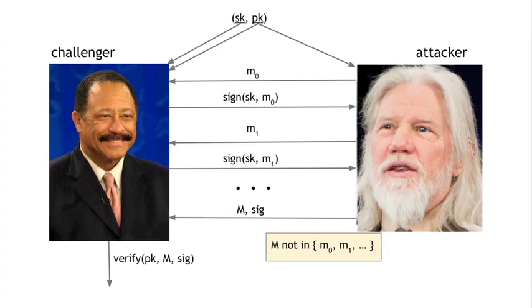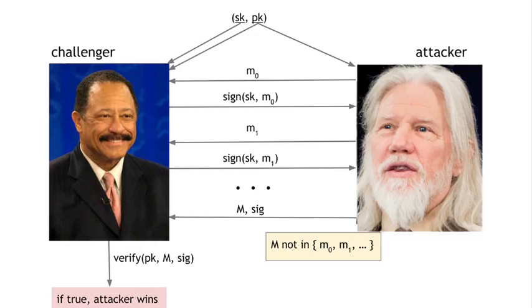So the challenger is going to run the verify algorithm, use the public verification key and on that message and the signature that the attacker provided, and is going to check whether it verifies. And if it does verify, if this returns true, then the attacker wins. The attacker has forged a message.